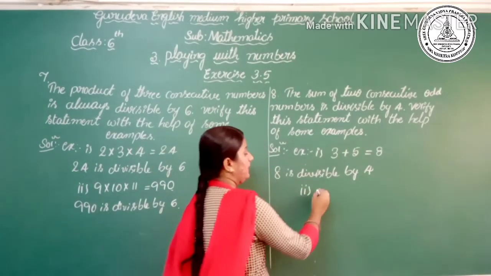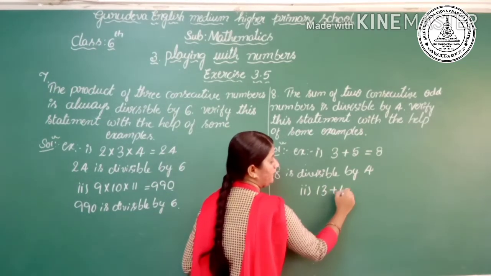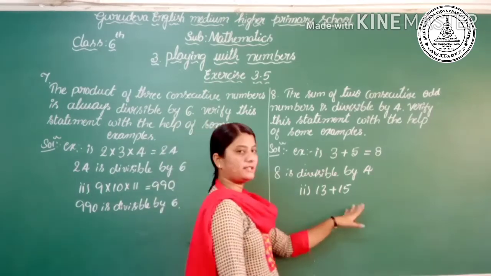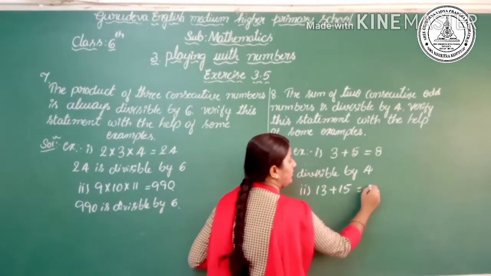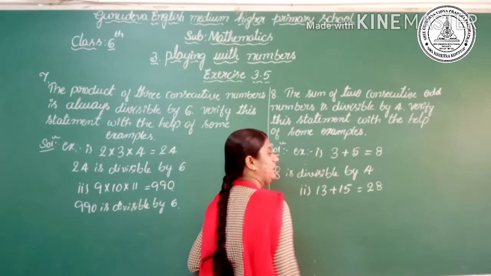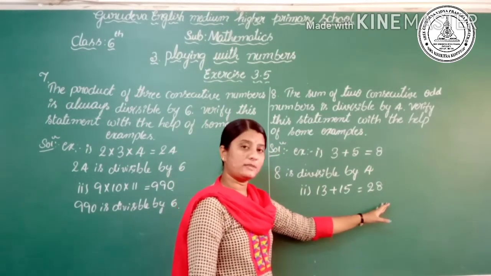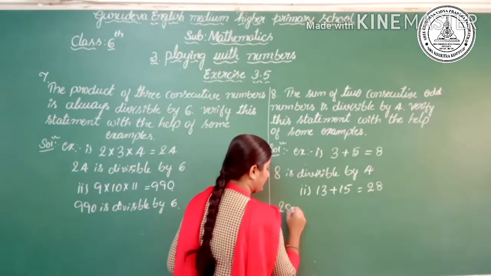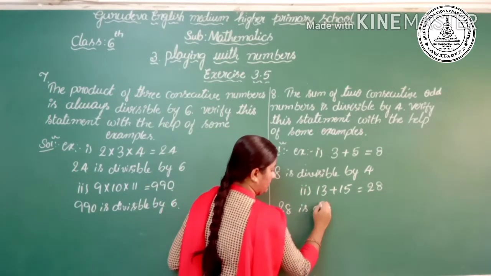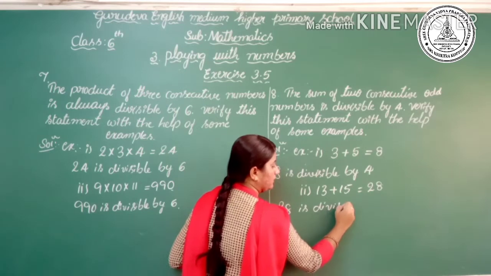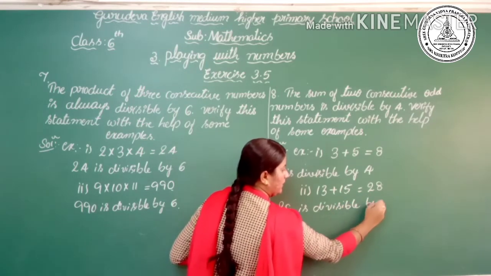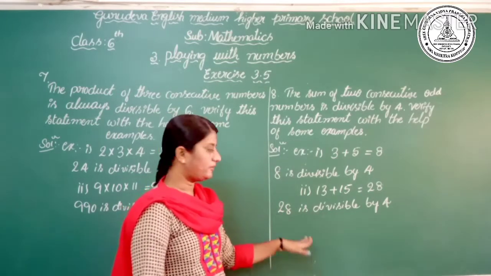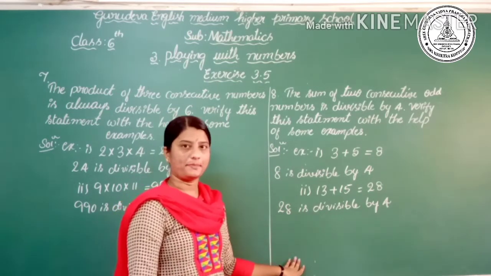Okay. Then similarly I will take another example. Second one: 13 plus 15. 13 and 15 are consecutive odd numbers. The sum of these two odd numbers is 28. Yes, 28 is divisible by 4. Hence we can write 28 is divisible by 4. Okay. So like this we can also write two more examples.